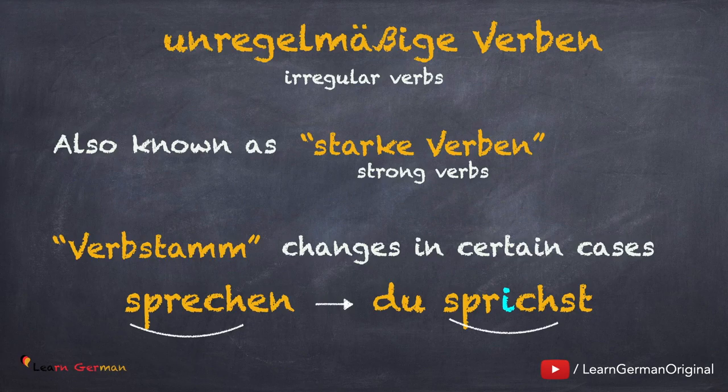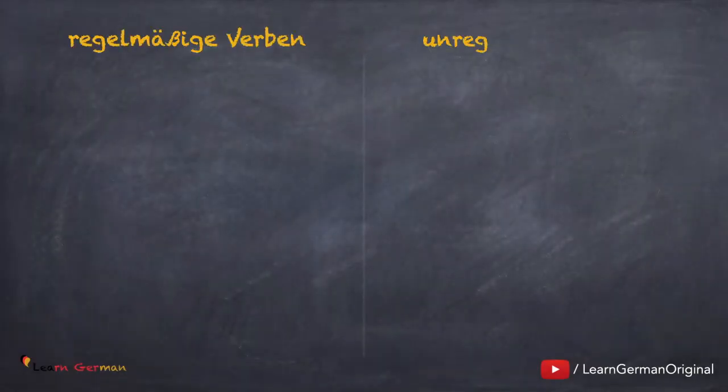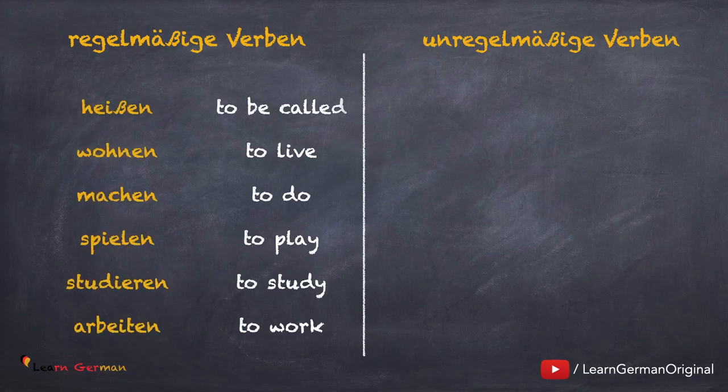There are some irregular verbs where the verb stem doesn't change, but they are still irregular. With the pronoun du, the verb ending should always be st. Hence, sprichst has the Verbstamm sprich plus the ending st. Du sprichst. In the next two lessons, we will be conjugating a few regular verbs and a few irregular verbs in detail. Let's first quickly go through some of the verbs you should know.